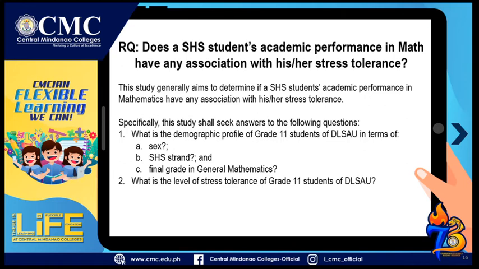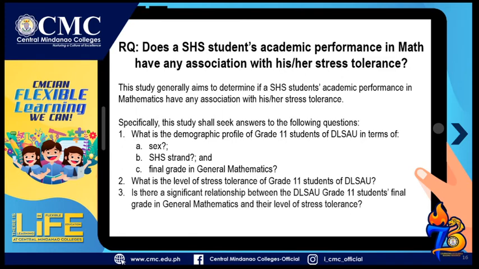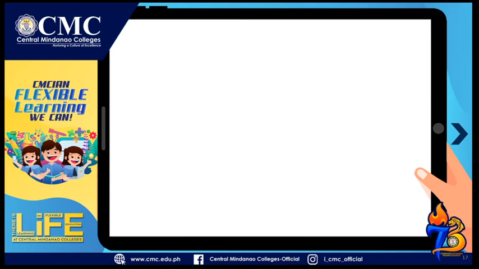Next is, what is the level of stress tolerance of grade 11 students of De La Salle Araneta University? Another, is there a significant relationship between De La Salle Araneta University grade 11 students' final grade in general mathematics and their level of stress tolerance? So, another correlational research design.